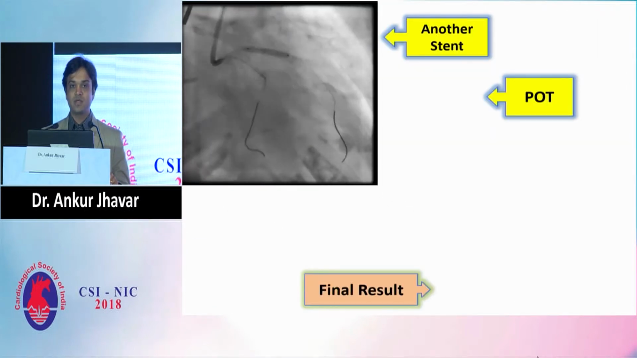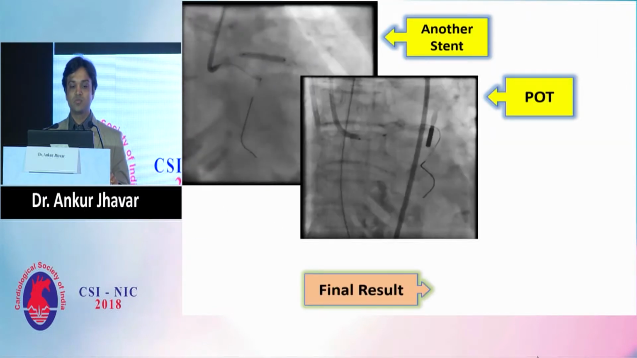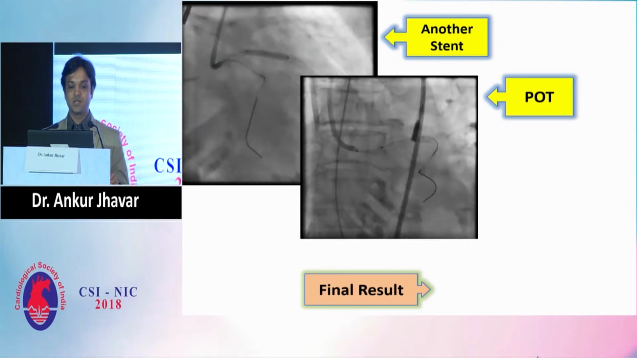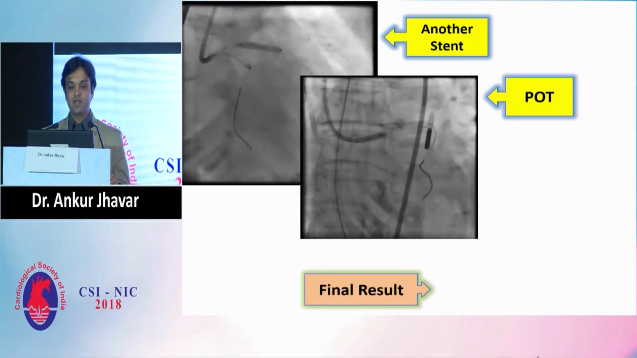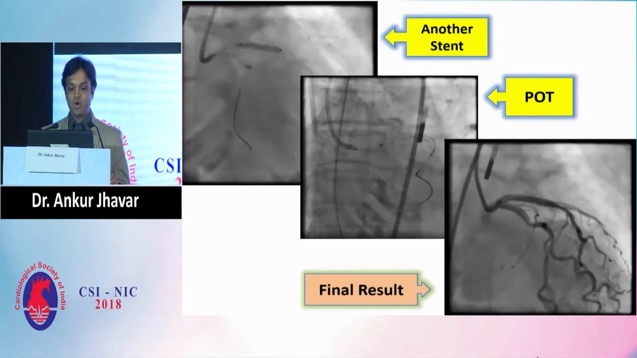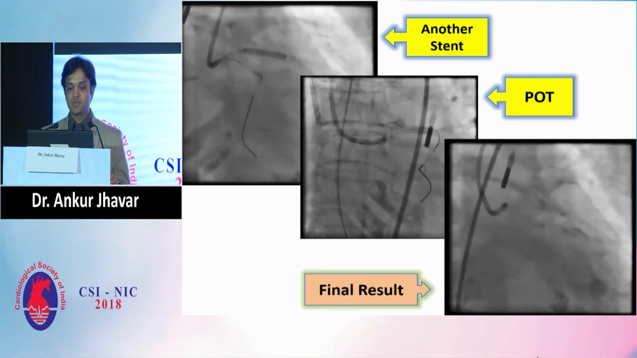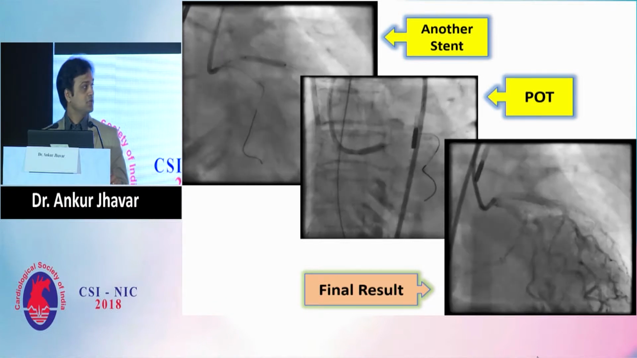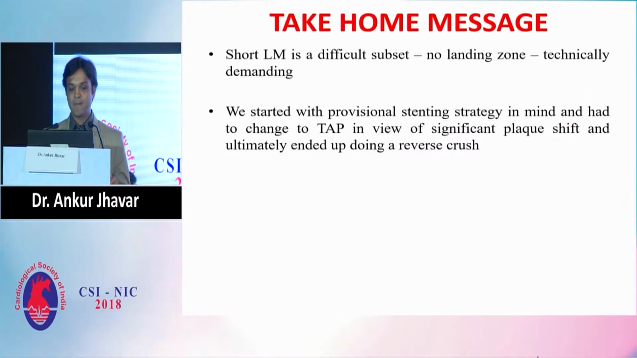Later, we managed to cross the 2.75 by 16 Orsiro inside the proximal LAD and deployed it there, followed by the final POT, and this gave us a good result. This was the final result, as we could see here.